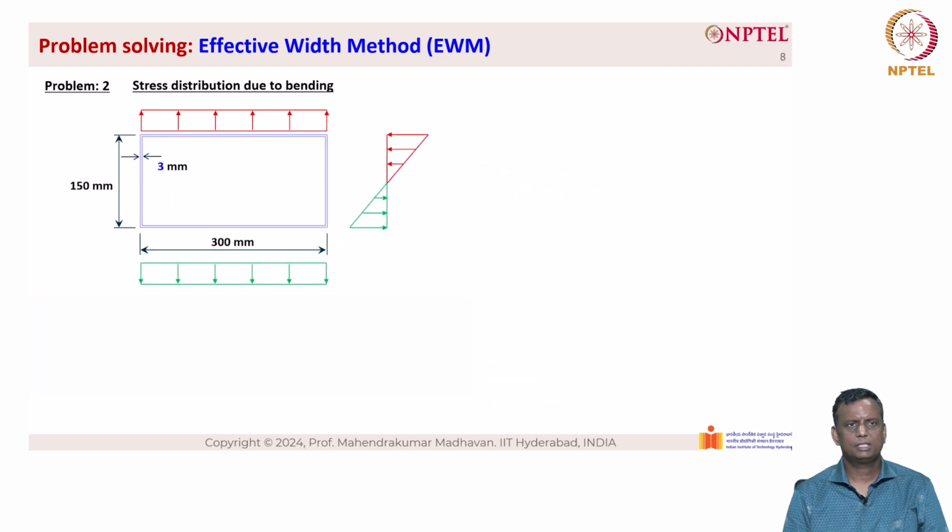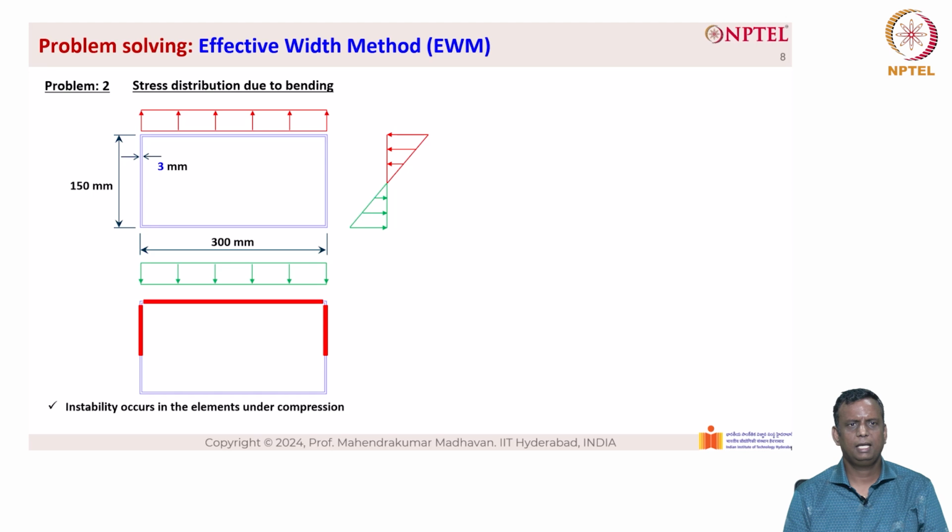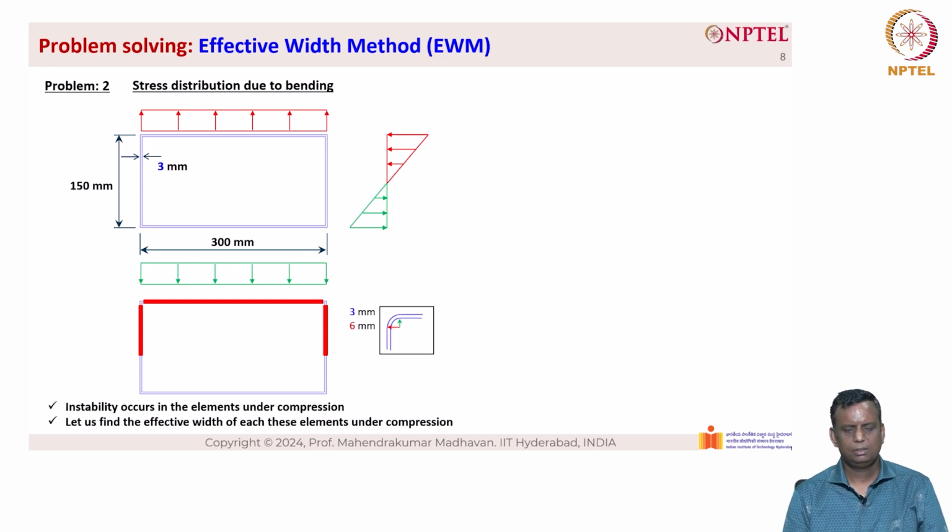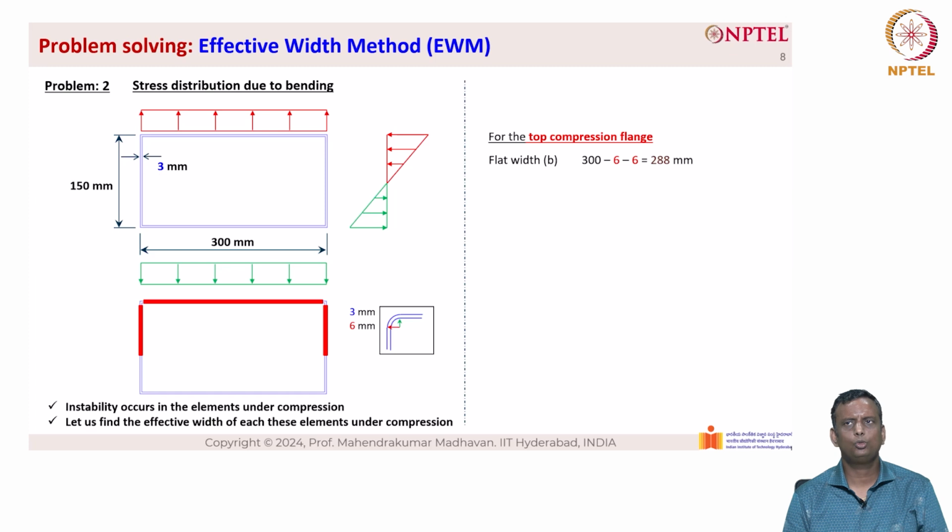Now in this cross section, we have the red color area that is basically under compression. The instability occurs in the elements under compression, and let us find the effective width of each of these elements. The inner radius is 3 mm, the outer radius is 6 mm, as you can see here. For the top compression flange, we have the flat width as 300 minus 6, the outer radius on both sides. We have 288 mm.